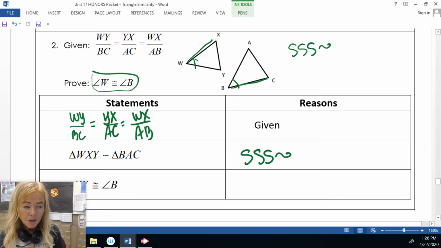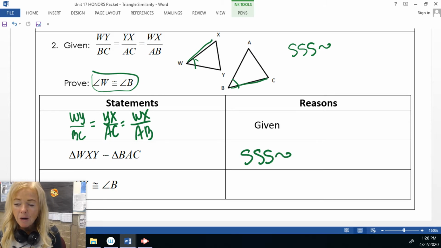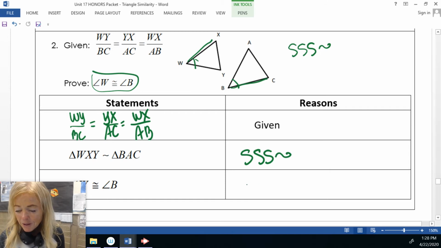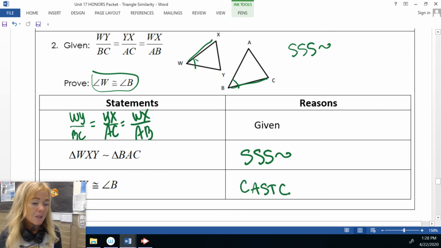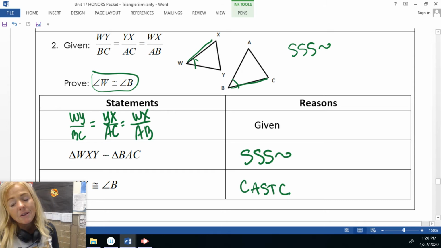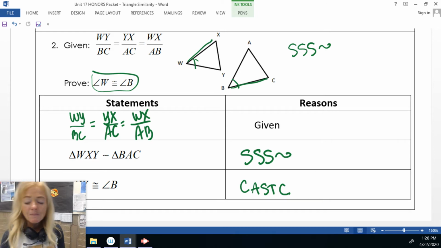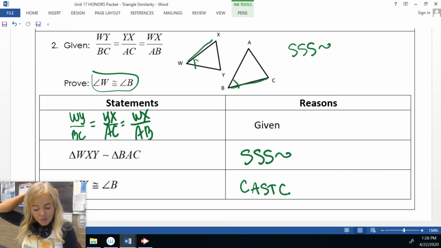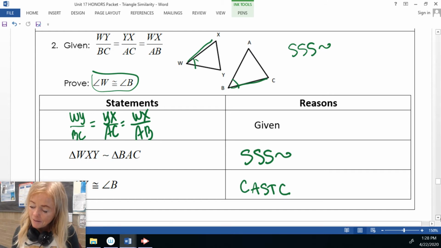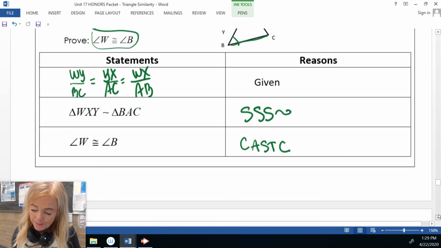Now, because the triangles are similar, that's a property of similar triangles, and therefore their angles, we're going to use our corresponding angles of similar triangles are congruent. So we were trying to prove that two angles that are corresponding in similar triangles are congruent, and we prove that by using the similar triangle property, and those properties state angles are congruent.